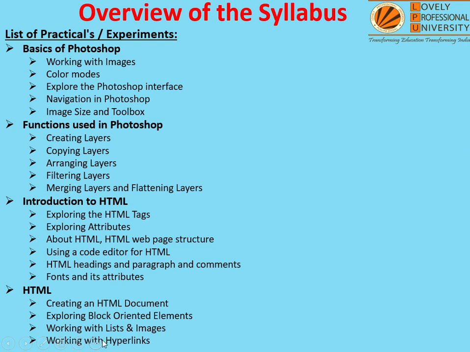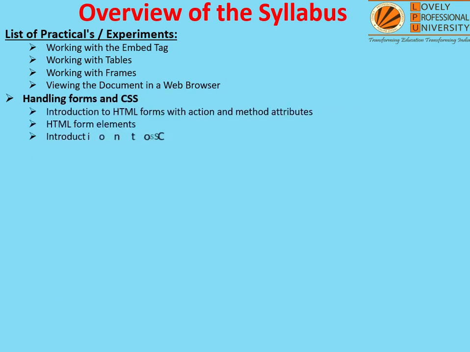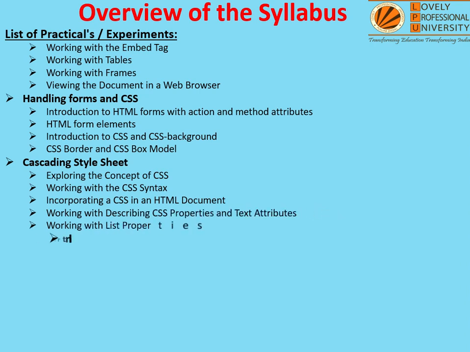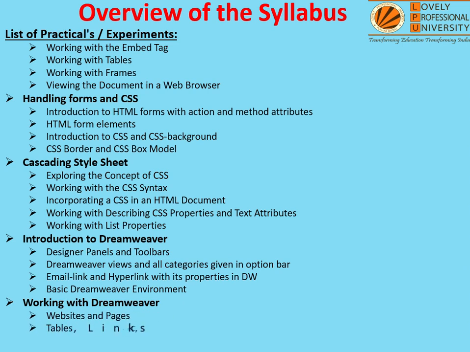Then we will move toward advanced HTML, where we will learn lists, hyperlinking, and block-oriented elements. Next, we will work with embedded tags, tables, frames, and web browsers. We will also learn how HTML forms can be designed, how the action and method attributes can be applied, and form elements. We will also learn CSS and how it is applied. Previously, we were also learning CSS in between the HTML only, but we will explore and recall what we have learned in HTML to make sure our CSS learning is perfect.